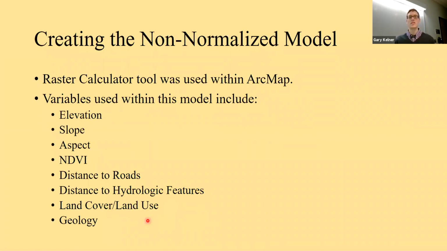When the non-normalized model was created, the raster calculator tool was used within ArcMap. The variables that were used within this model included elevation, slope, aspect, the normalized difference vegetation index, or NDVI, distance to roads, distance to hydrologic features, the land cover / land use, and the detailed geology.